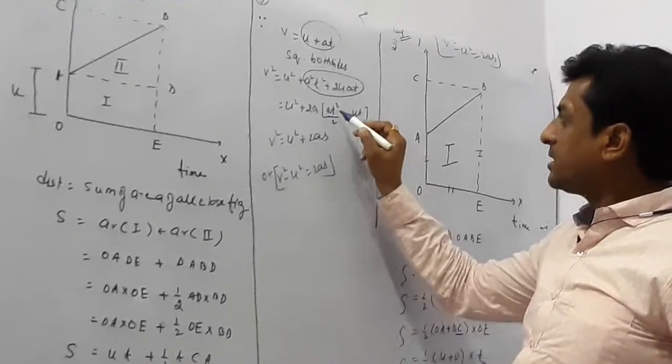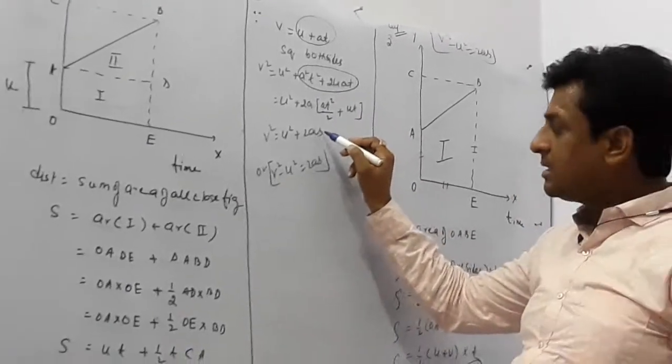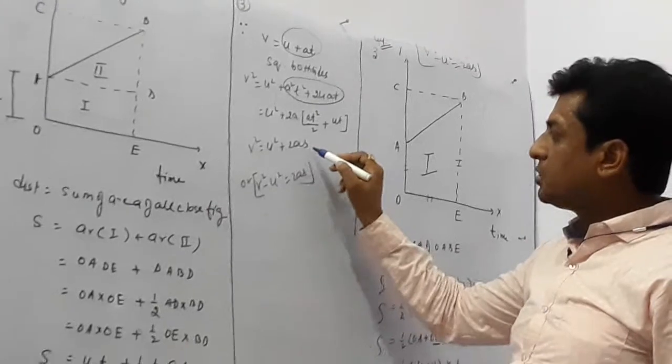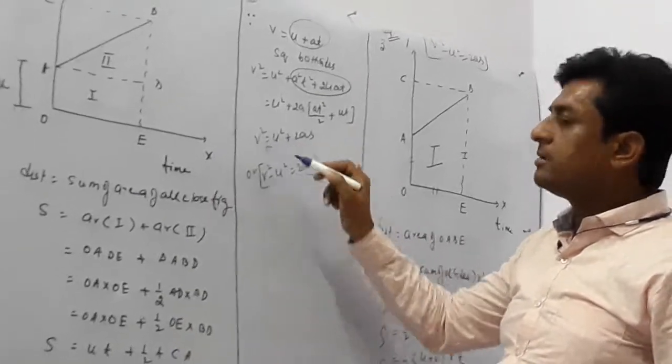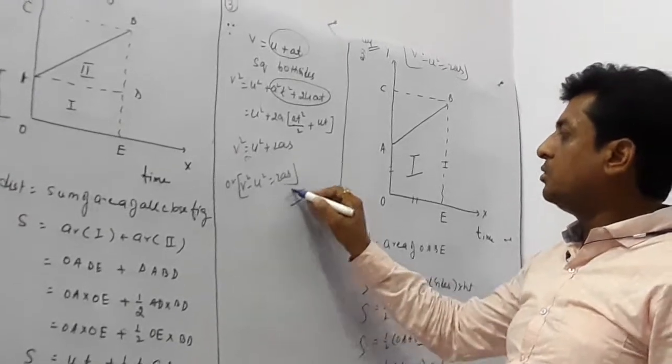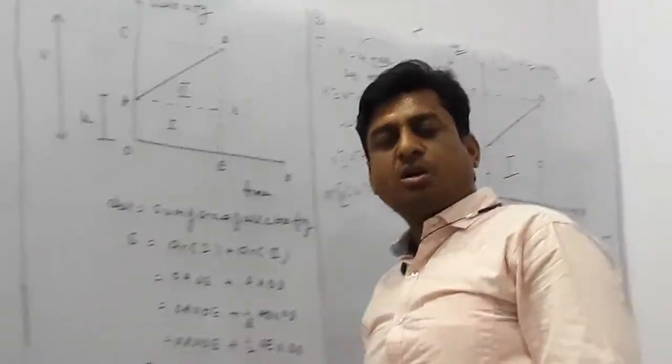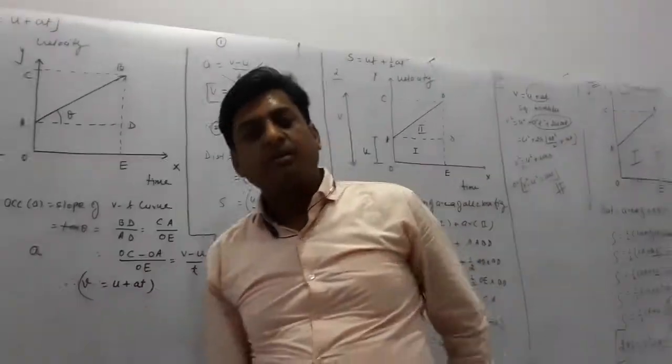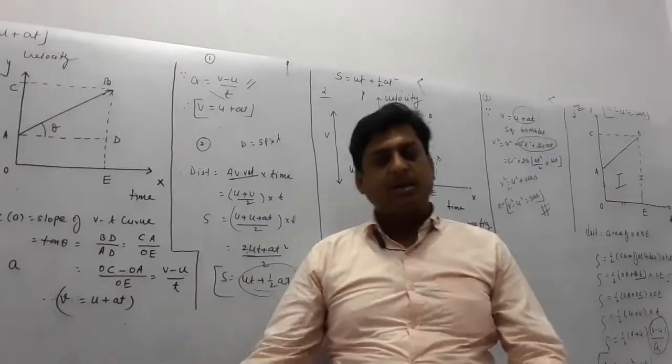Now this ut plus half at square is what? s. So this is now v square equals u square plus 2s, with a outside. Shift this u this side. No need, but if you want to shift, v square minus u square equals 2as. So this is the derivation of the equations of motion by the graphical method as well as by the mathematical method.